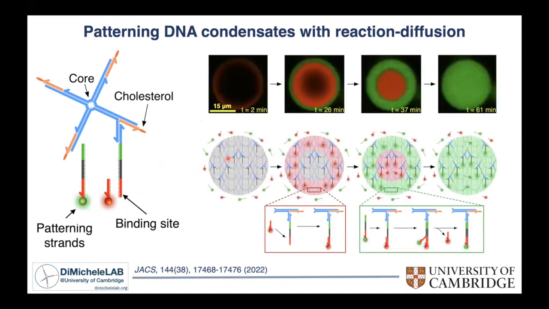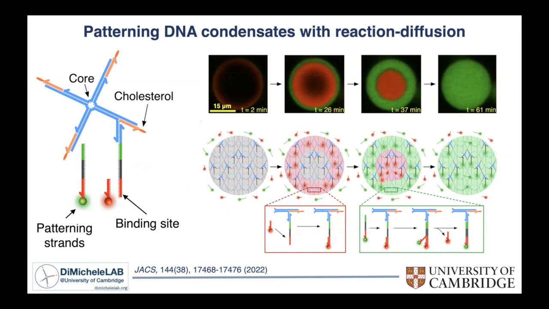What we're going to do is make these condensates with the binding site present in all of the DNA nanostructures, but no patterning strands. And then we add the patterning strands in the outer solution. Now, because the condensate is porous, the patterning strands are going to diffuse inside this condensate. And they do so at different rates because they have different sizes. So the short strands, the red ones, will diffuse in first. And as they do, they will bind to the binding site. And therefore, you see this red front propagating inwards.